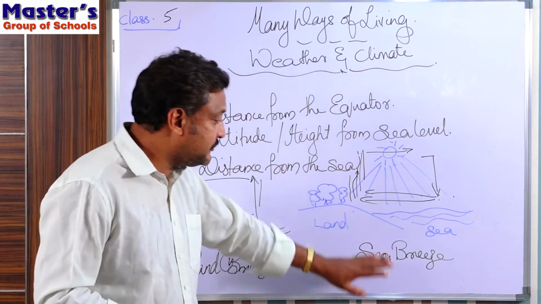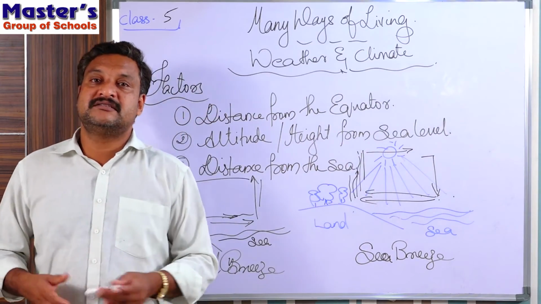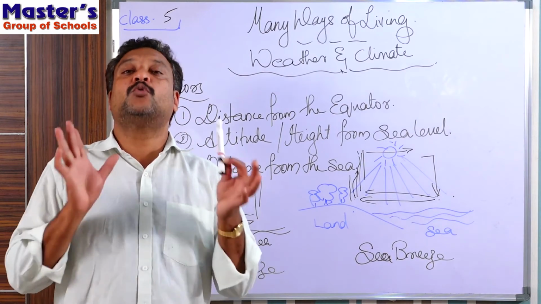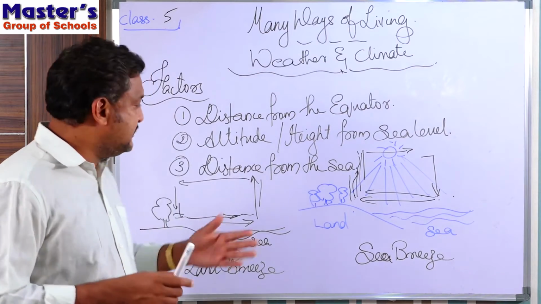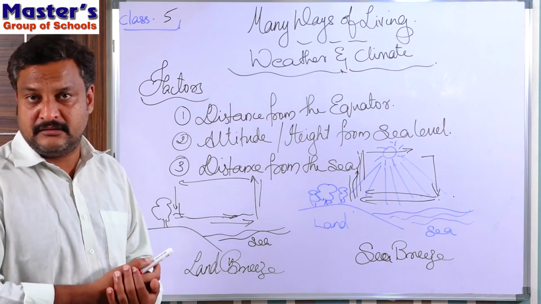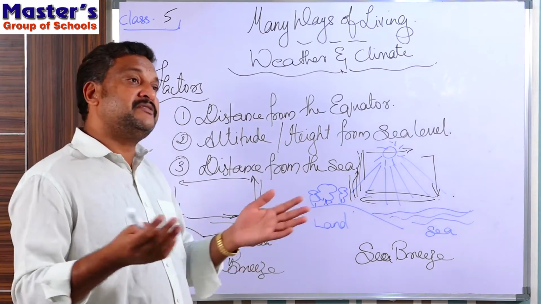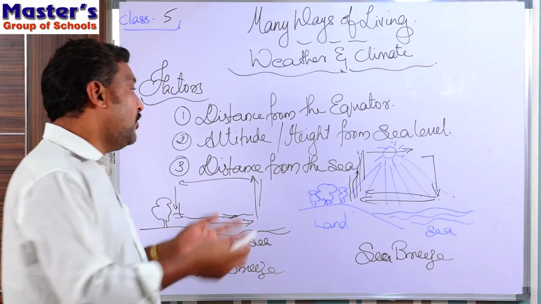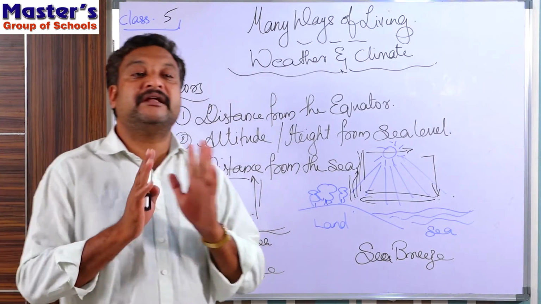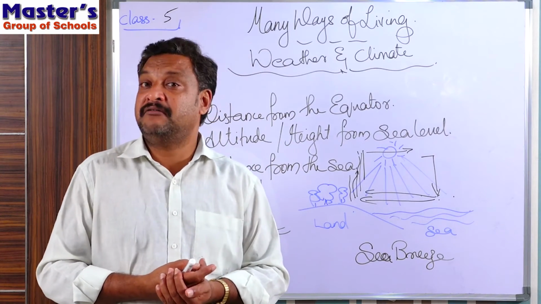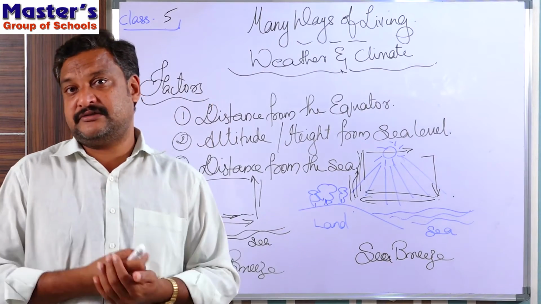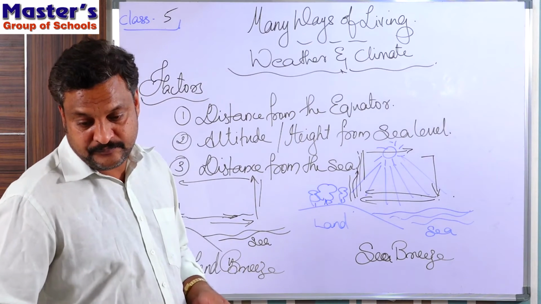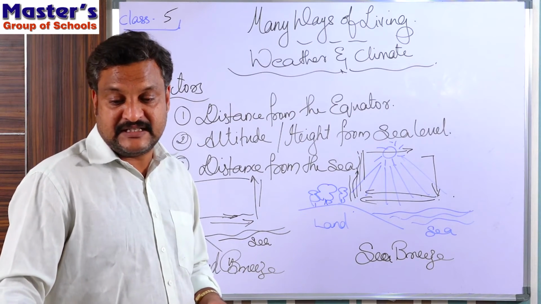So, this is the reason the cities on the sea coast, like Mumbai or Chennai or Vizag or Kolkata, are cool. Do we have any such facility in regions like Delhi or the interior cities, the cities which are in the middle of the country? No. So what happens? We always have extreme climatic conditions in those regions. So the third factor is the distance from the sea.